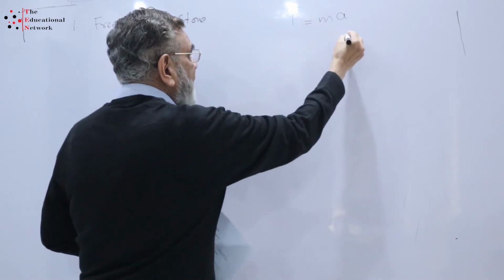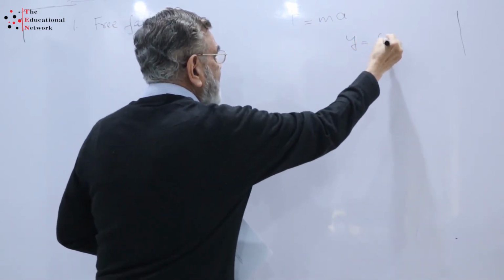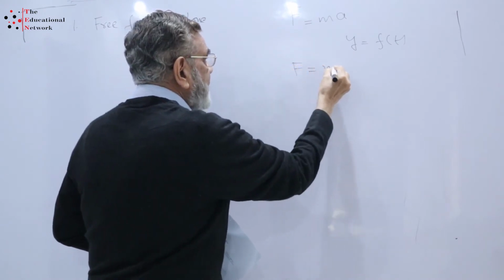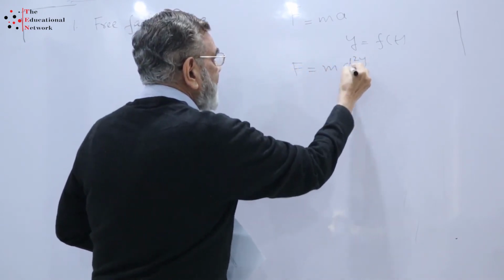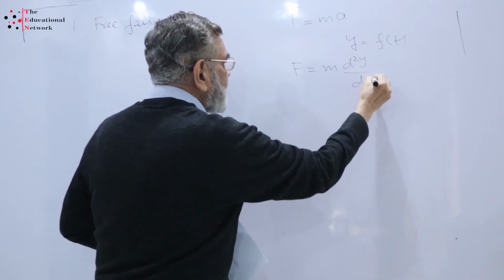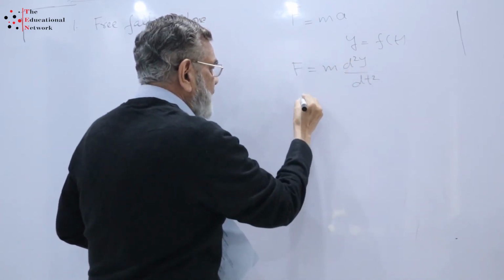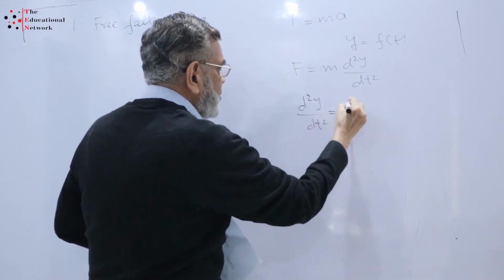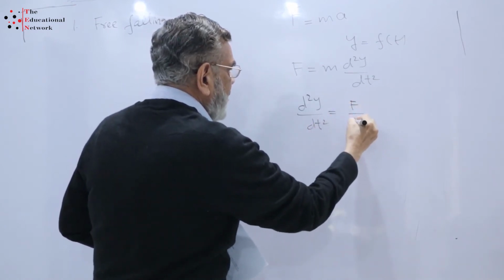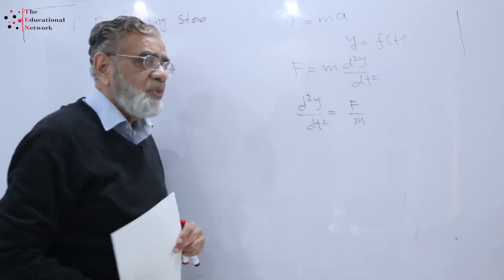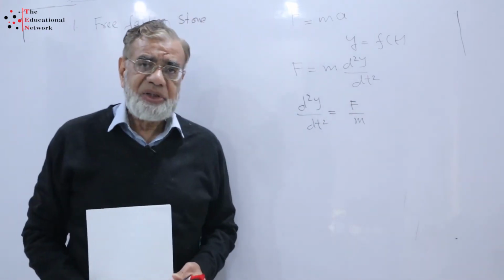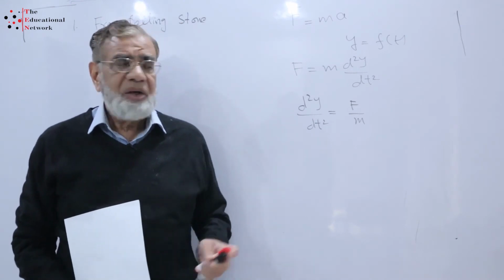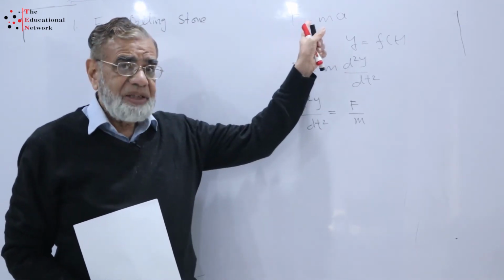We take the acceleration, y as a function of t, so we can write this one as F is equal to m d2y by dt square, since acceleration is d2y by dt square. Or we can write this one as d2y by dt square is equal to F over m. So that's the most important differential equation in the whole set, because this rule is applied everywhere where there is a motion.